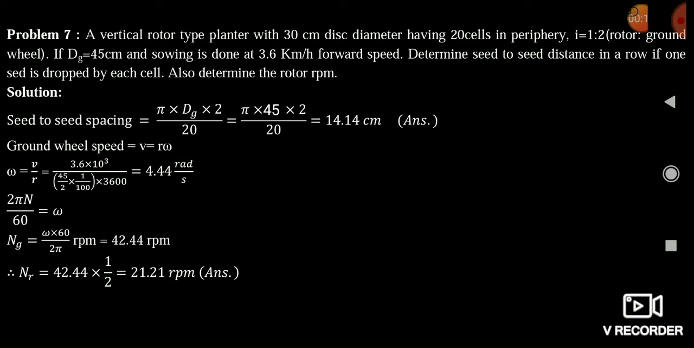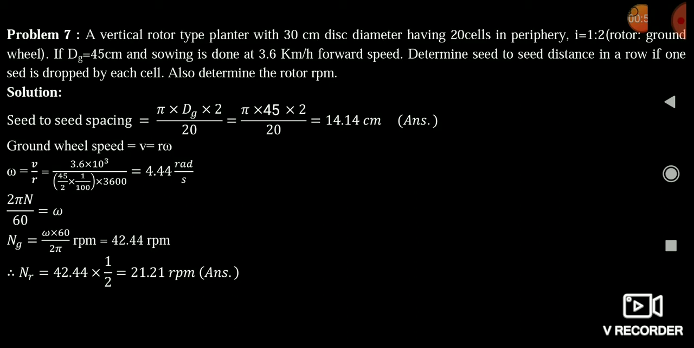Friends, here you can see that a planter is given which has 30 centimeter rotor disc diameter and 20 cells are present in the periphery, and 45 centimeter is the ground wheel diameter and 3.6 kilometer per hour is the forward speed, and it is asking about the seed to seed distance and the rotor RPM. And friends, the most important thing is given here, that is I, means the ratio of RPM of rotor divided by the RPM of ground wheel, that is 1:2.